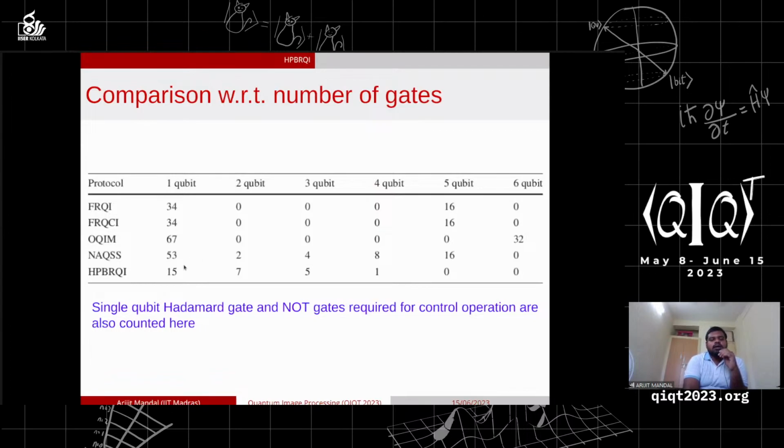Another important thing is, if you go to the higher order of gate, the number of gates used is reduced. But in the other algorithms, if you go towards the higher order of the gate, the number of gates used increases. So this is one of the great advantages of HPBRQI images.